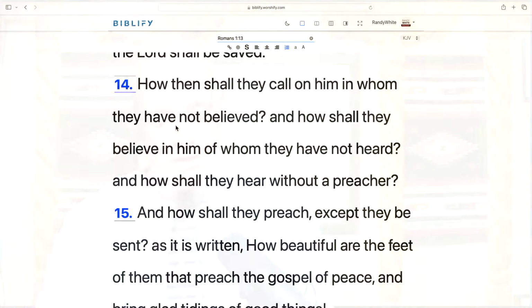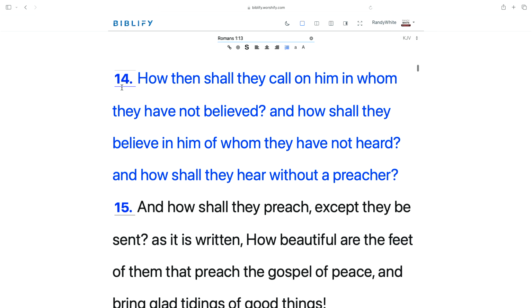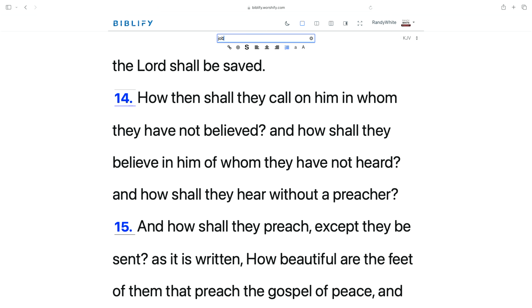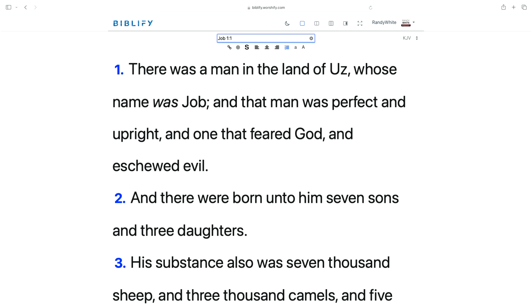What he is asking is this little line right there. See that underscore? This is Romans chapter 10, verse 14. There's a little line under there and a little line above there. Now, here's what you do to do that. I'm going to go to a place, let's say Job chapter 1. And now I have no line there.